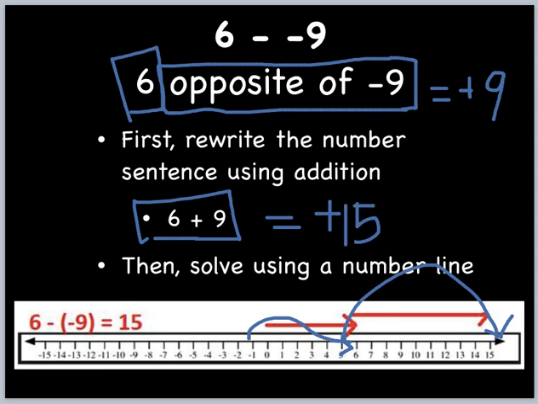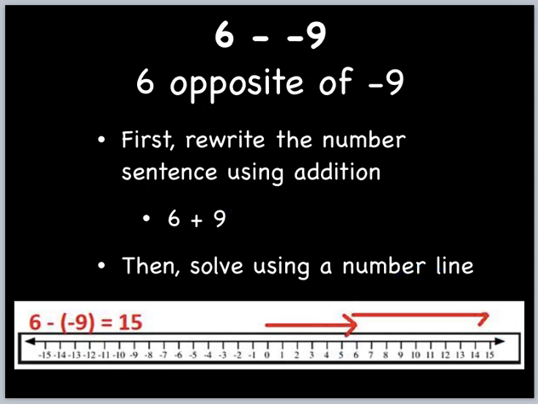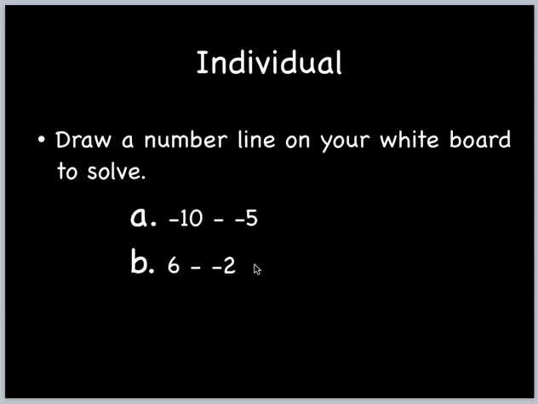Okay. Next is, I want you to try this one. I want you to draw a number line in your whiteboard and solve negative 10 minus negative 5. If you can see, there are two negative signs in between the negative 10 and the negative 5. What do you think is the answer?